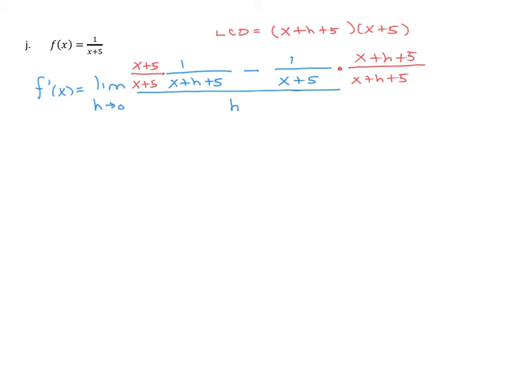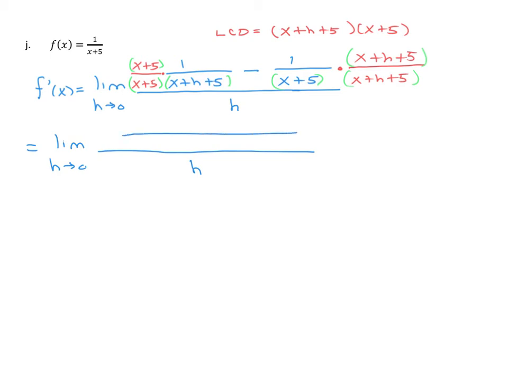And, you know, it's not a bad idea to really indicate that there's parentheses around all of these things. Let's see what we get. This is the limit as h goes to 0 of, okay, I have my main denominator of h. For the two fractions in the numerator, I now have my least common denominator. I'm not going to multiply it out. I'm just going to leave it as x plus 5 times x plus h plus 5.